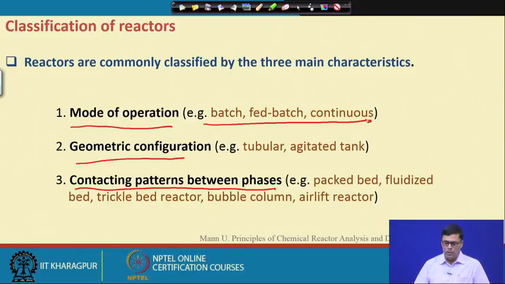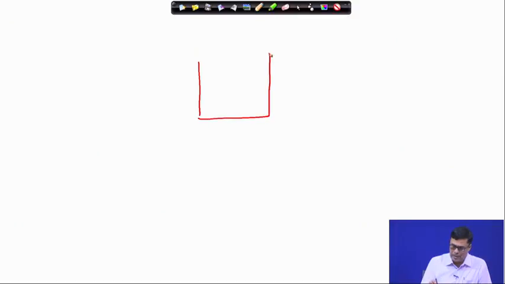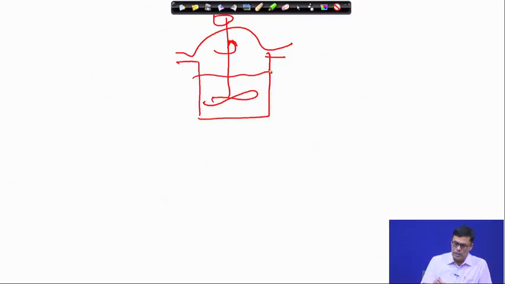Now the question comes, what do you mean by batch process? If you look, the batch process is like this. Suppose this is the reactor and here you have a starter, and this is liquid. We put the substrate here; we want to react A to B. We put the substrate A, and then at one time we shall have to put the substrate all at once in a batch reactor. This is the batch reactor.